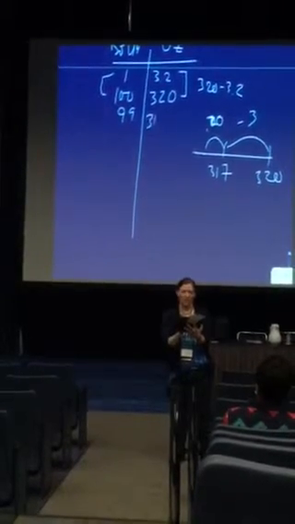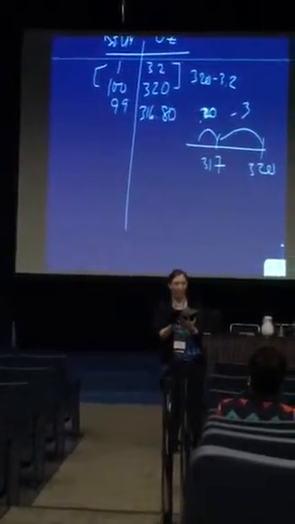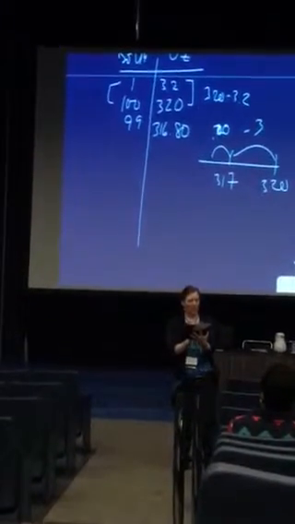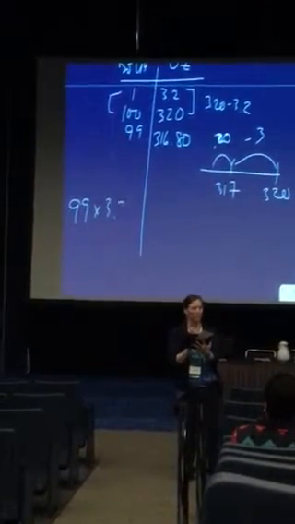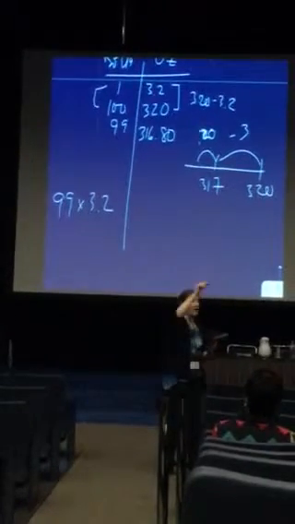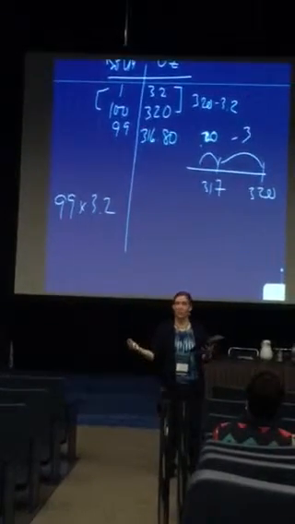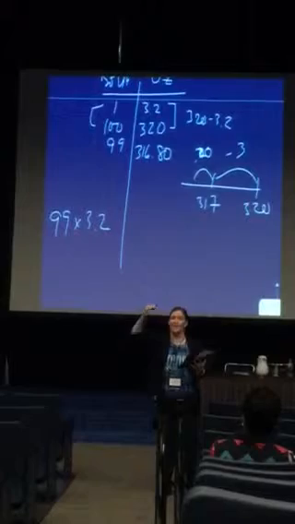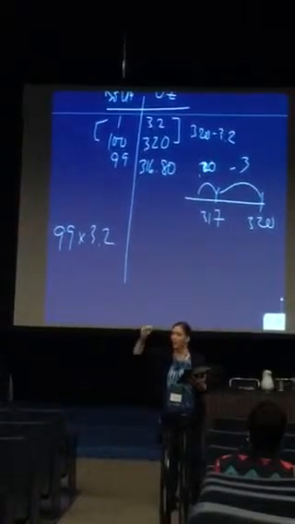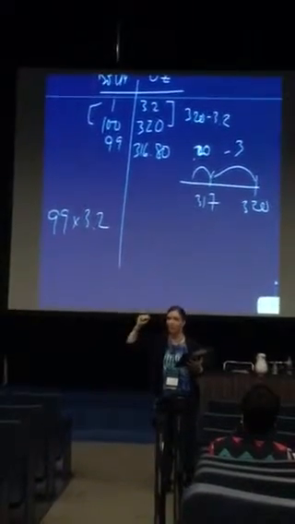Is that 316.80? And what problem did we just do? 99 times 3.2, thinking and reasoning. Yeah? Multiplying decimals, which is a new 5th grade standard. This is how we should be multiplying decimals in our new 5th grade standard. Thinking and reasoning about multiplying decimals.